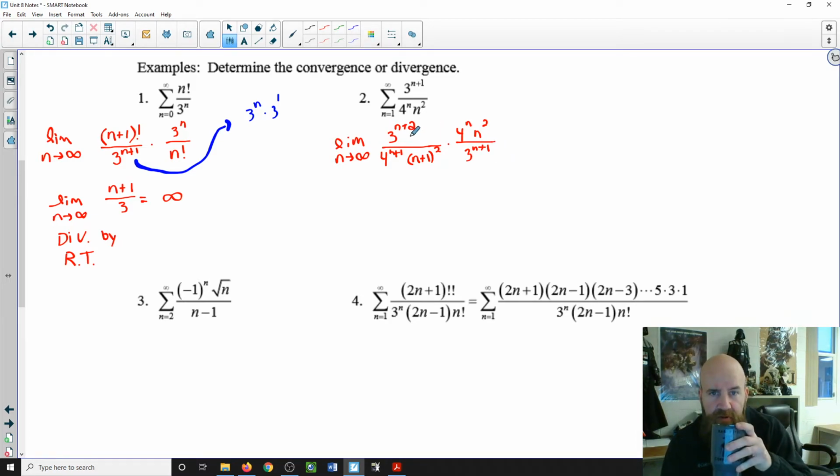Okay, so let's think about the 3's first. We know that this is 3^n times 3 times 3, and this is 3^n times 3, so we're going to have some stuff canceling out. We're going to be left with a 3 on top. Now let's look at the 4's. We'll have a 4 left on the bottom. And then the n squared and the (n+1) squared. So we have that.